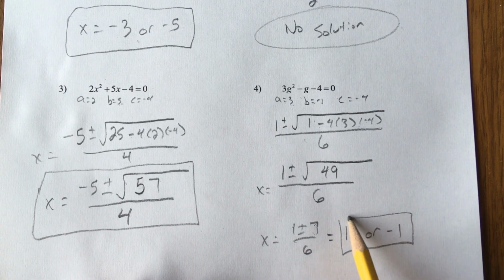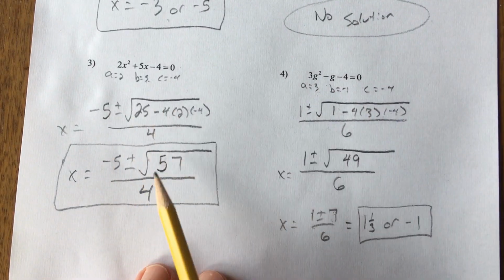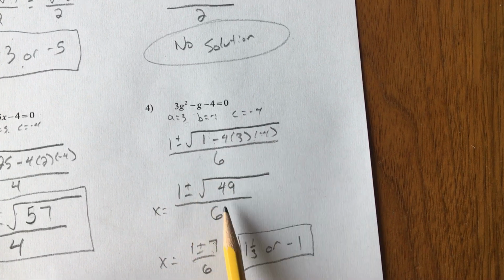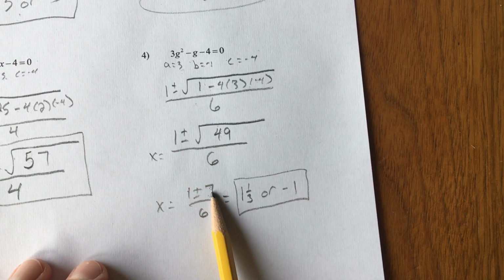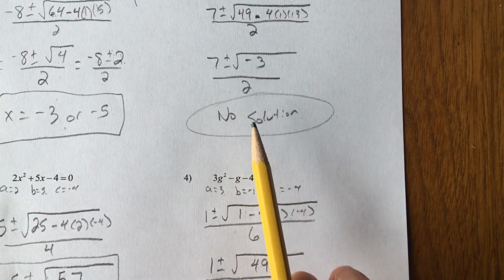So again, all these you can see it's the same steps, kind of 3 steps. What's the ABC? Plug them into the formula, simplify. You may have to go one more step if that square root simplifies nicely. Otherwise, you can just leave it. And if it's a negative, we're going to write no solution.